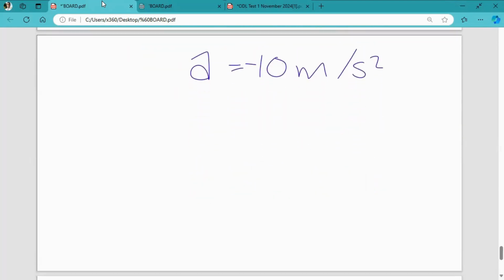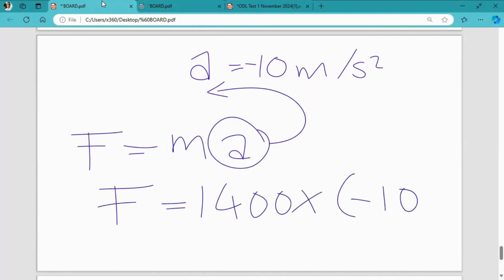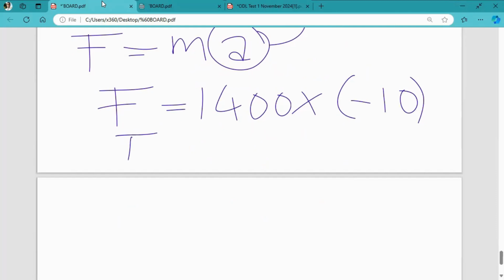And since we found the acceleration, we can bring in Newton's second law of motion: force is equal to mass multiplied by acceleration, where the acceleration is the one we just found. To find the magnitude of the force, this will be equal to the mass, 1400, multiplied by the acceleration, negative 10. The force will be equal to 14,000 newtons, and this will be a negative force.